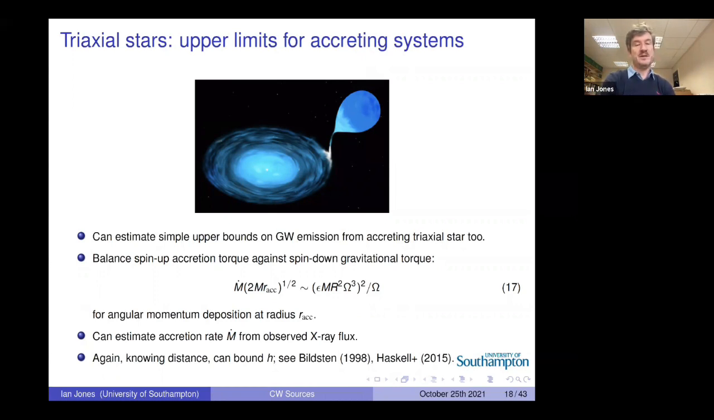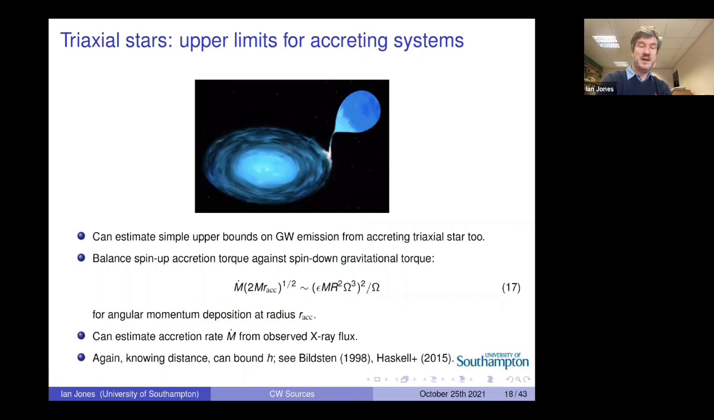And so one could use this formula and rearrange it in terms of epsilon to get some estimate of how big the mountain would be in the case of this torque balance applying. M dot is something that astronomers can estimate, because the X-ray flux from these systems is basically proportional to the accretion rate. So you can have some simple model where you translate the observed X-ray luminosity into an accretion rate. And that's where these numbers of like 10 to the minus 9 solar masses per year come from. And so you could get some estimates, well, probably better to call them upper bounds on gravitational wave emission from these systems.